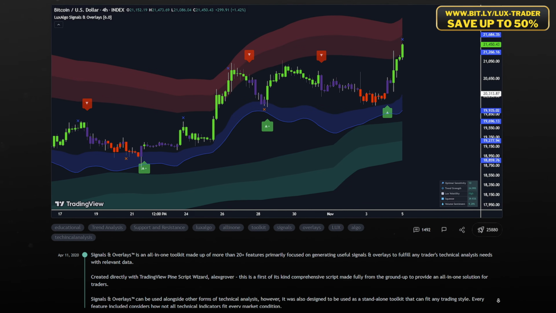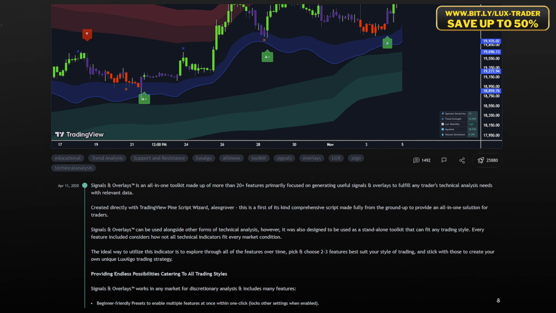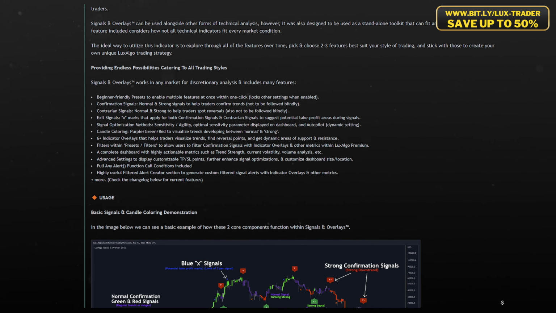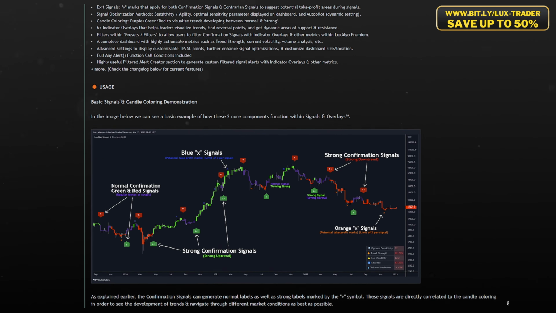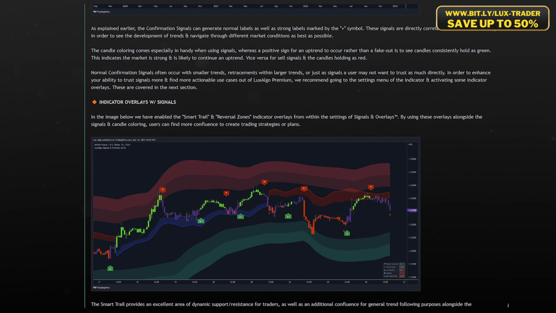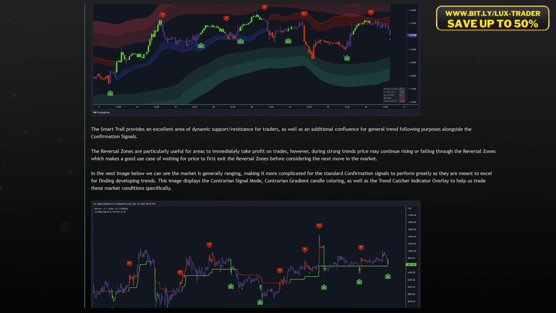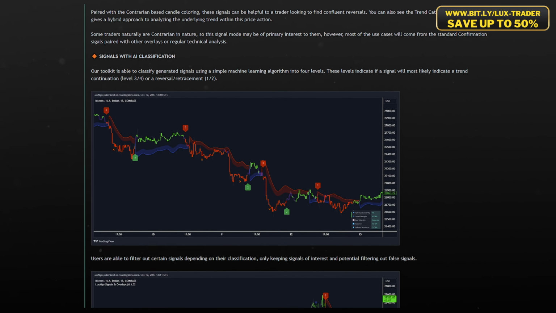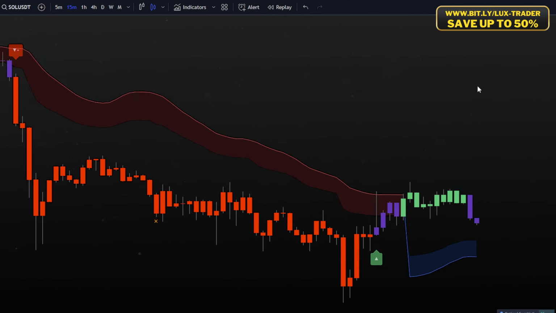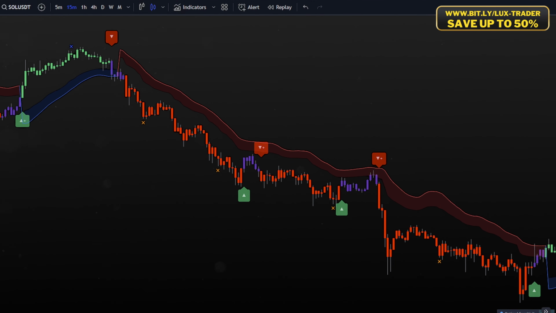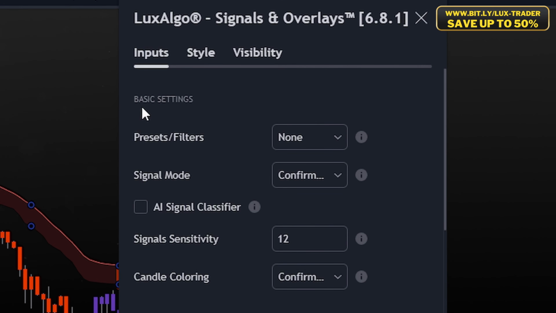The Signals and Overlays toolkit has over 20 features, including built-in buy and sell signals, AI signals, and reversal bands to detect potential trend reversals. This all-in-one toolkit is designed to meet any trader's technical analysis needs and can be used alone or with other analysis methods. However, it's recommended to combine only a few features at a time. In this video, we will focus on using just 2 of them to create our powerful trading strategy. So let's open the settings and adjust our indicator, starting with the basic settings.